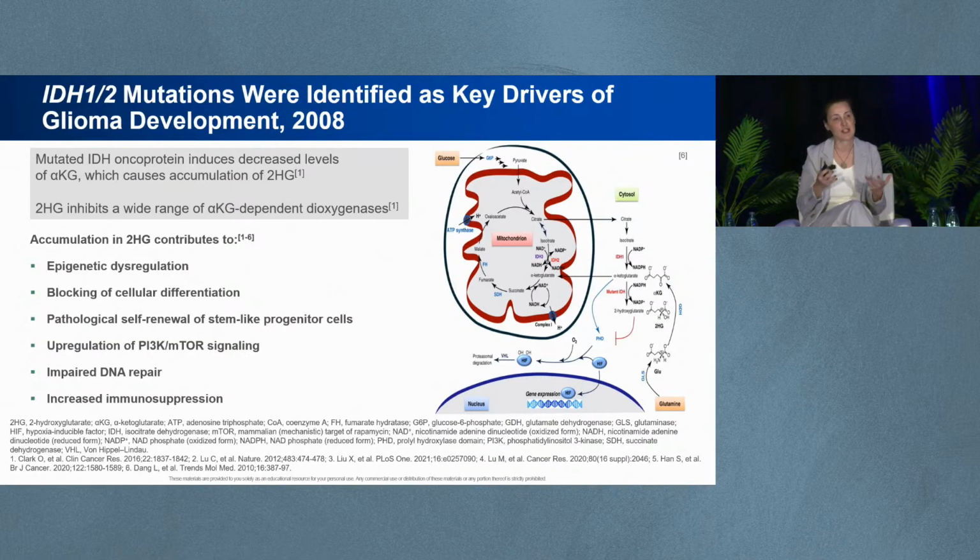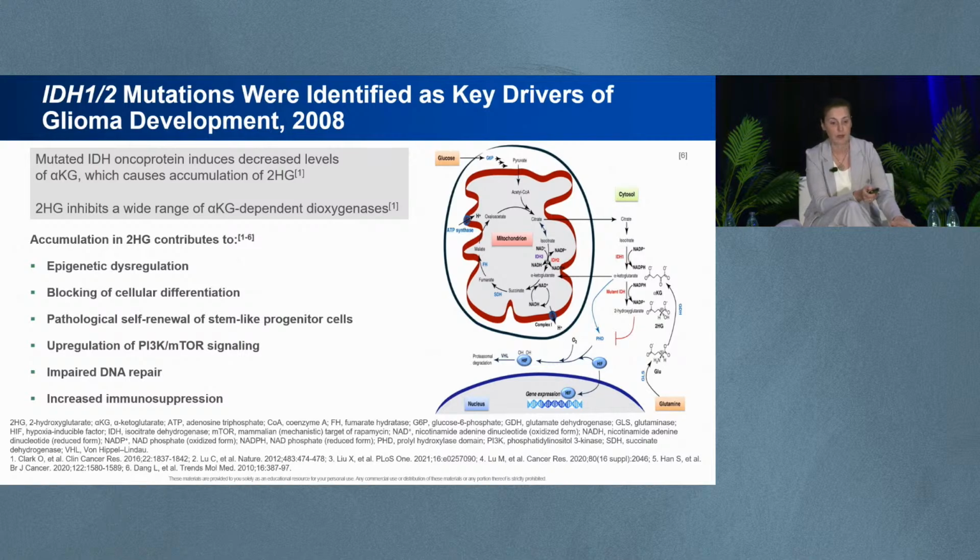What makes me especially excited about today's discussion is the fact that the things we're going to be discussing today are reflecting more than 2 decades of scientific work. And it is the result of our better understanding of the molecular drivers of gliomagenesis. That starts with the IDH mutation story going back to 2008, where IDH1 and 2 mutations were identified as key drivers in glioma development.